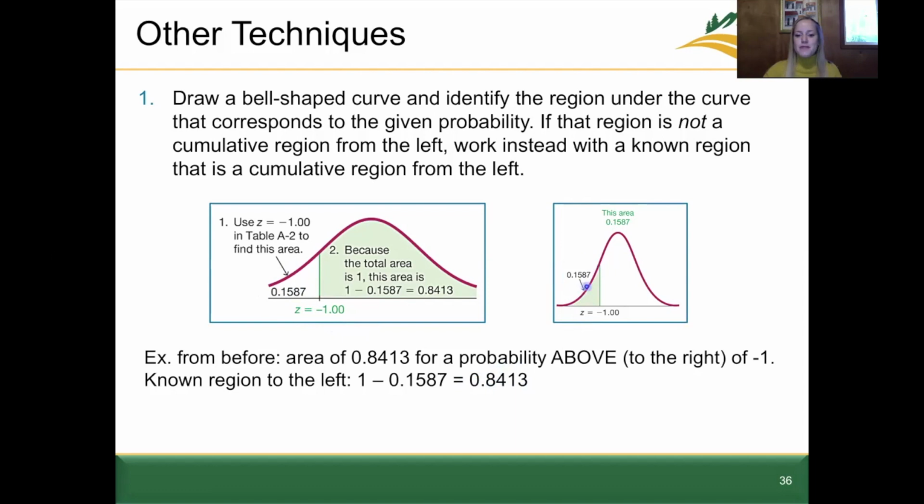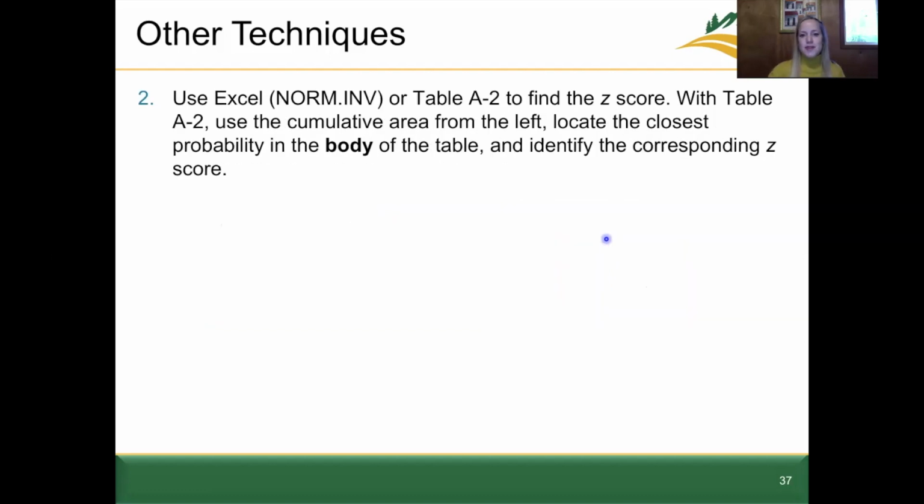Remember, this 0.1587 is what we get using our table or get using Excel. Then we need to think through and know to take 1 minus this value when we're asked specifically about the probability of getting a value that's greater than our given z-score. Let me show you explicitly how we do this with table A2.